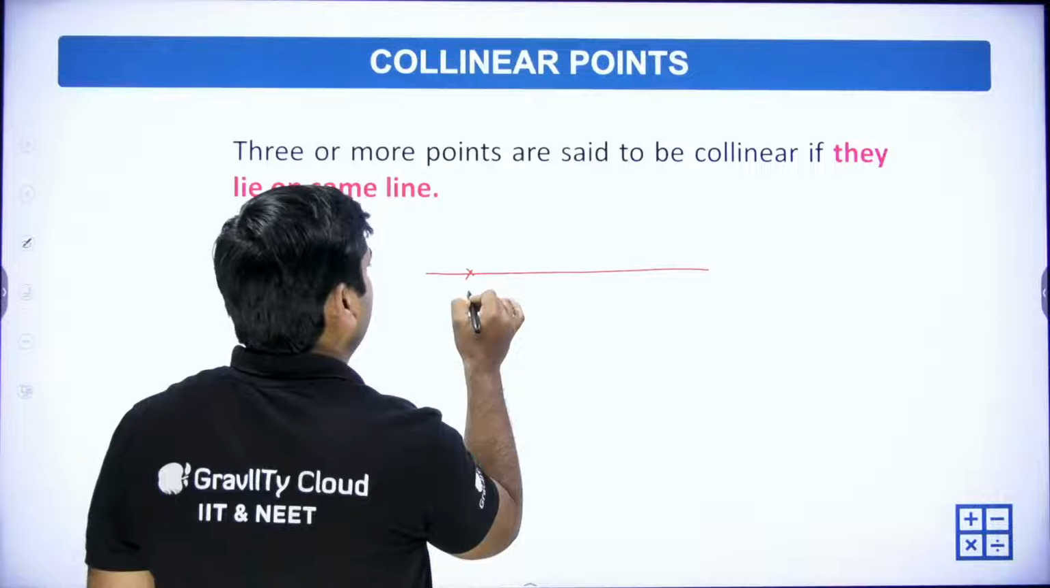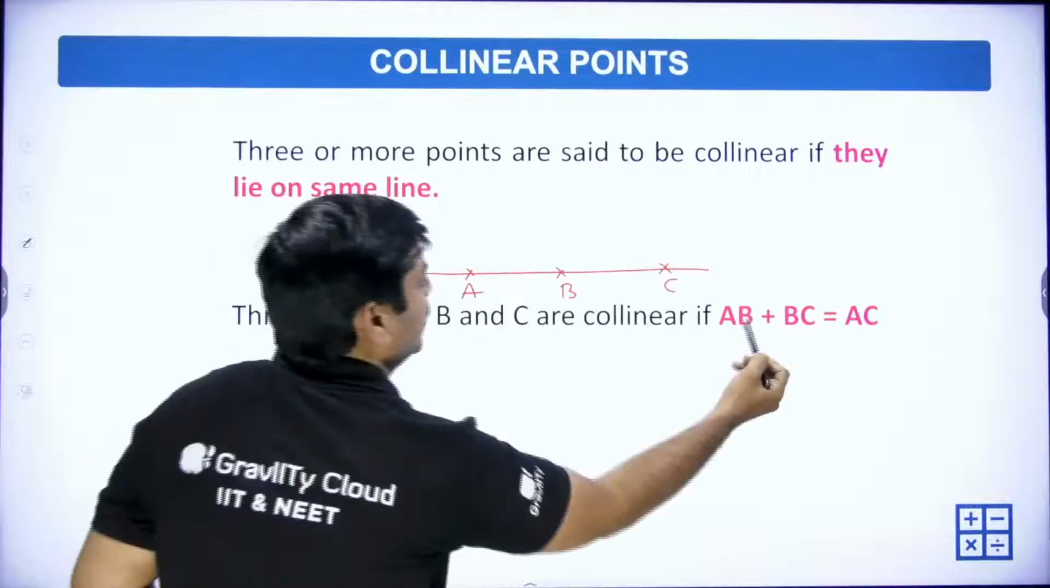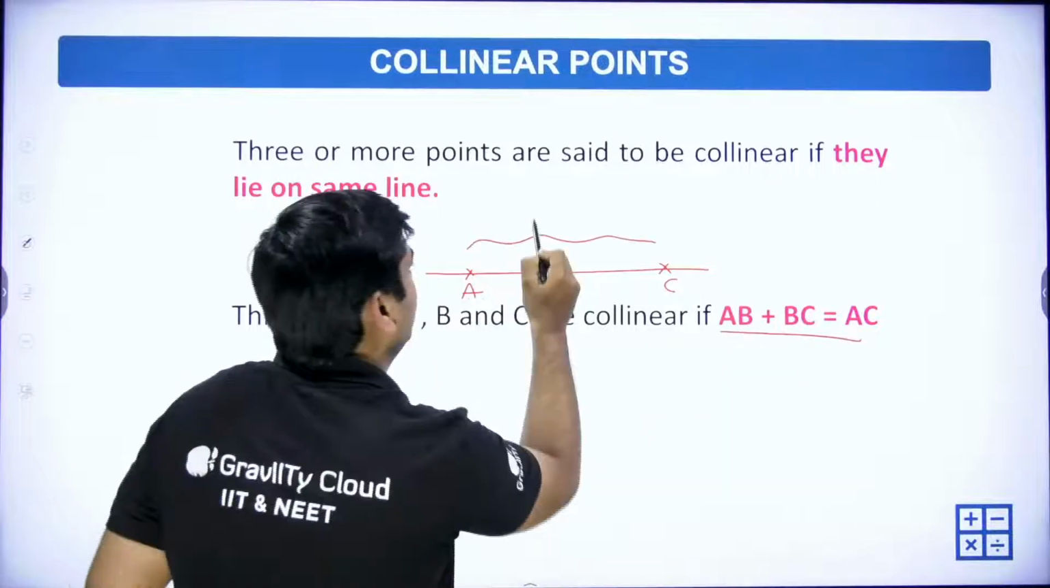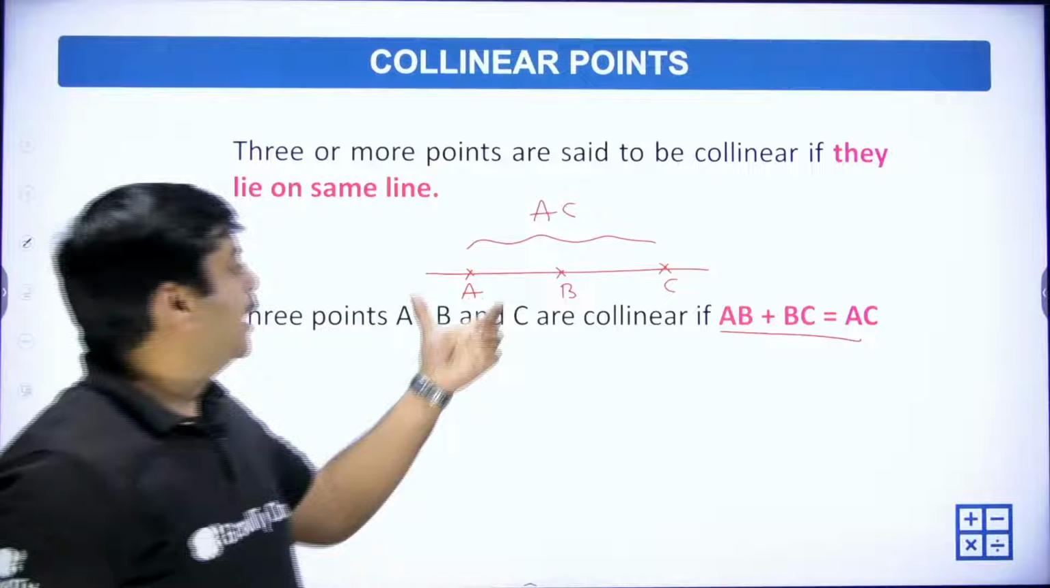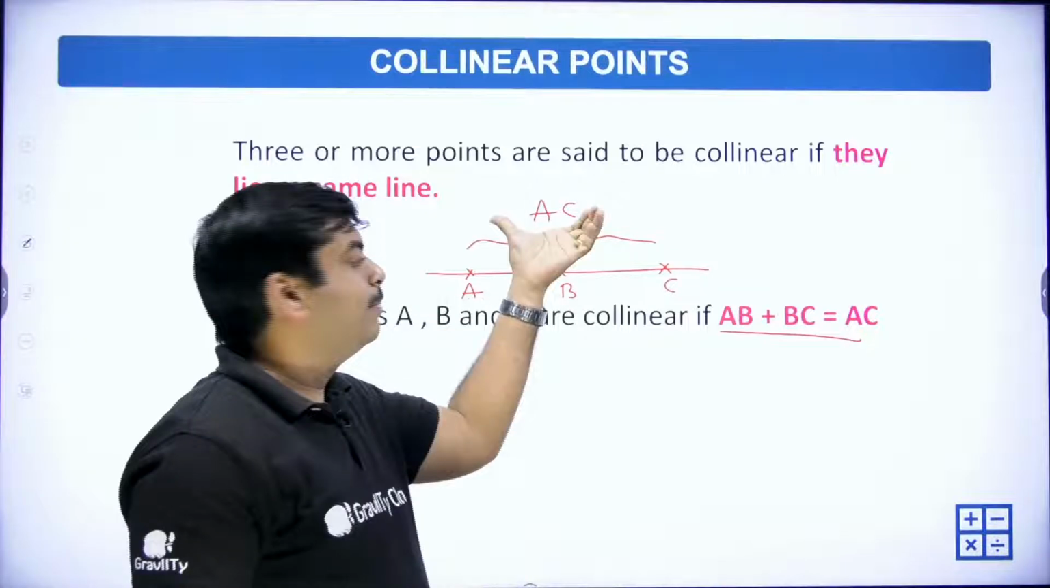If you carefully observe how to find whether three given points are collinear, AB plus BC should be equal to the total length AC. Length AB plus BC should be equal to the total length AC. That is how you can say that these three points are collinear, okay? So you can see here.